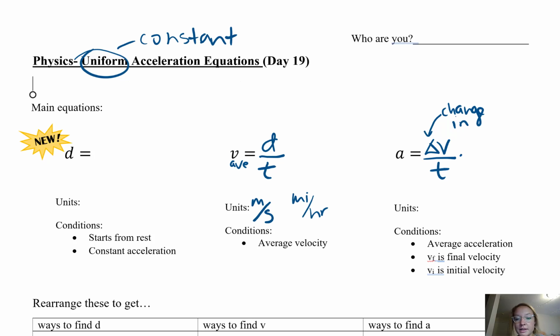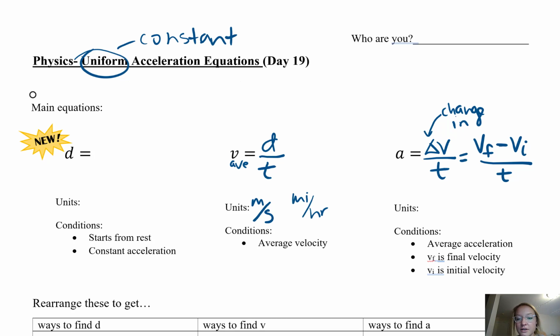The other way that we can write this, which we're going to be using mostly in this class, is v final. That's our final velocity. We write it as vf. You can see that down here under the conditions. Vf is the final velocity, minus v initial, where i stands for initial velocity. So this is our velocity at the beginning and our velocity at the end. And you divide that by time.